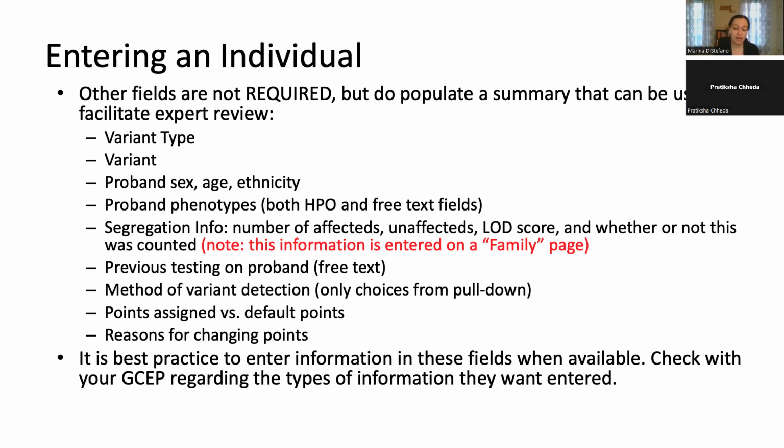This information is entered on a family page. If there's any previous testing on the proband, you can include this in free text. And experts will often ask about this, so it can be helpful to include it. And then how are they tested? There are choices in a dropdown, and then it will assign points based on the type of variant that you've chosen. If you want to go with those default points, you would go with those default points. If not, you would modify the points, and then it's required to provide a reason why you've changed the points. So it's best practice to enter information in these fields when available, but check with your GCEP regarding the types of information they want entered.